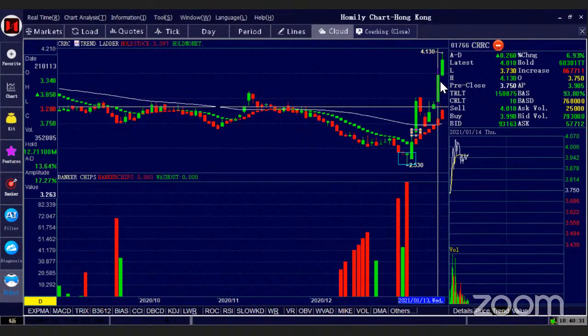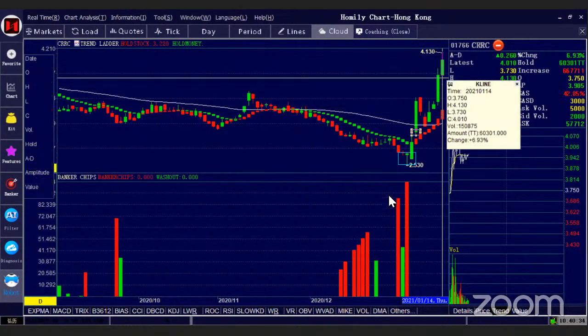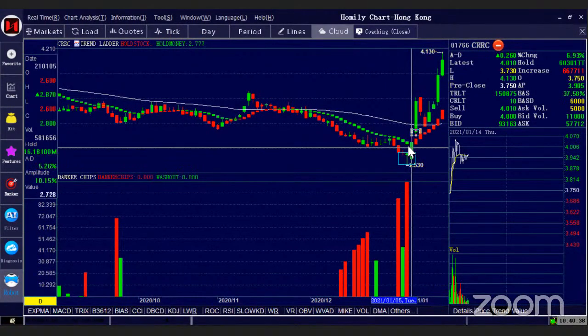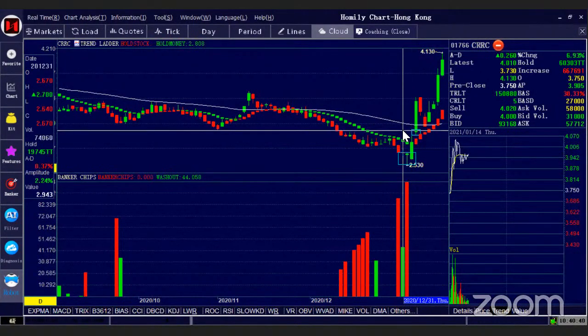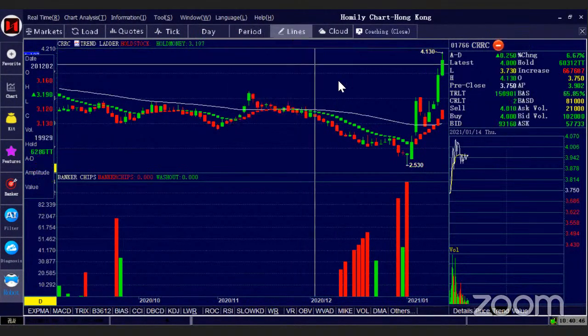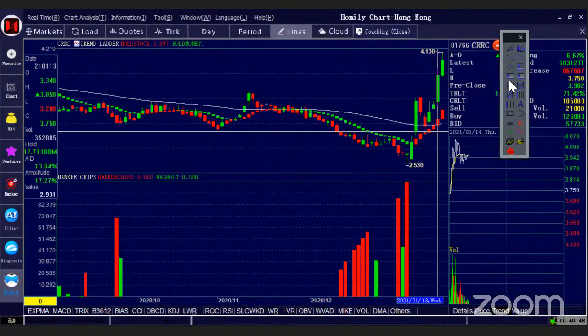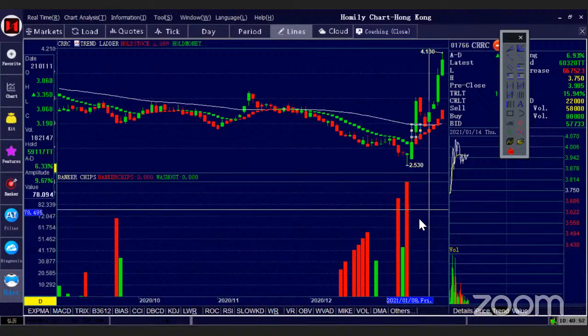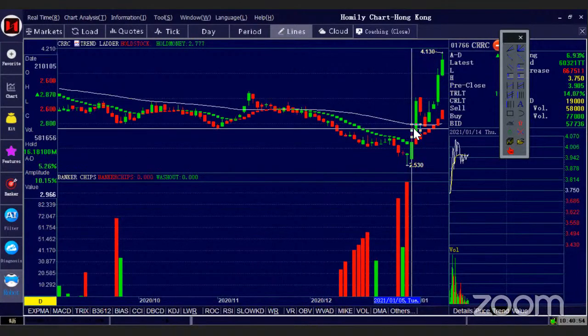It's a very forceful rally today also. So if you go back and check, this is the best entry point here, right? The best entry point would be here, right? This is the best entry point. By checking banker chips, you can catch it in time.